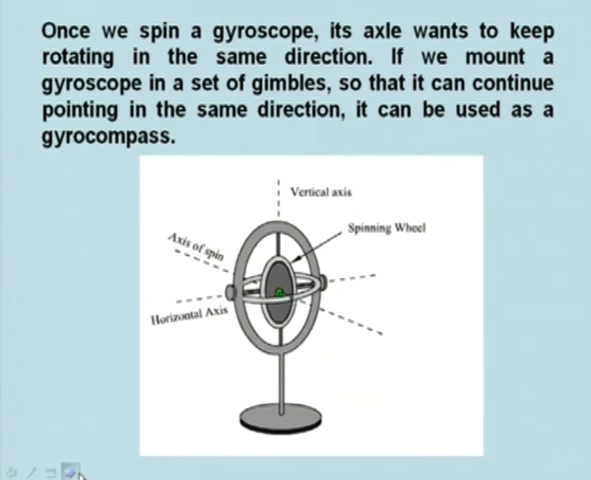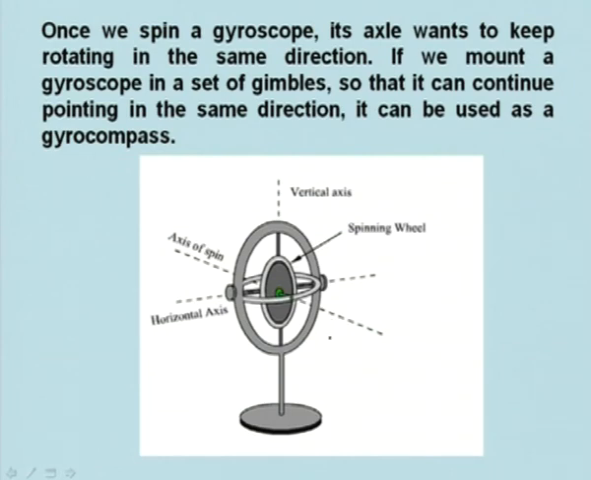Once we spin a gyroscope, its axle wants to keep pointing in the same direction. If we mount a gyroscope in a set of gimbals like this, so that it can continue pointing in the same direction, it can be used as a gyro compass. You have this type of arrangement, and it is the vertical axis. Suppose it can rotate about the vertical axis.